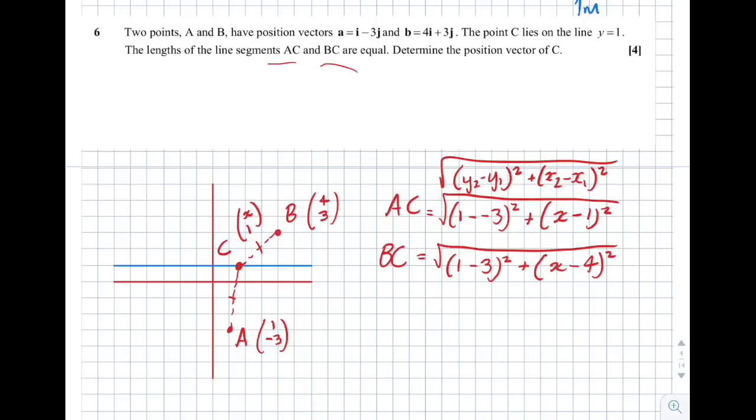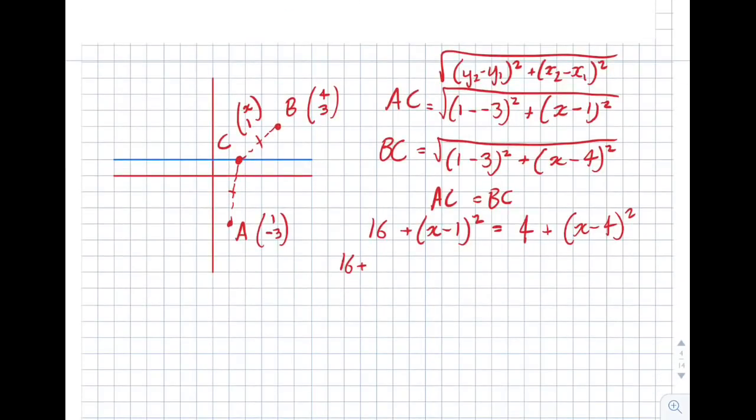Okay, so what we can do now is imagine making these two expressions equal to each other, and I'm just going to also pretend that I've squared both of them to make my life a bit easier. So AC equals BC. So 1 minus 3 squared for the left-hand side, that's going to be 4 squared, which is 16, and then I've got plus this. And that's got to equal 1 minus 3 squared, which is minus 2 squared, which is 4, plus x minus 4 squared. So now I'm going to have to expand out these brackets. And that's going to equal 4 plus x squared minus 8x plus 16.